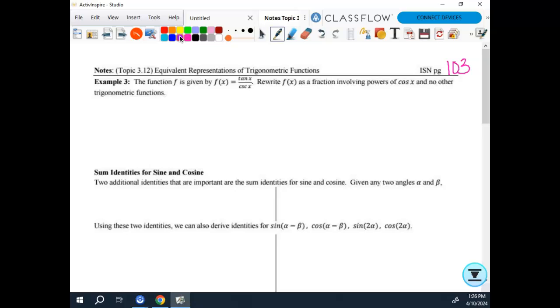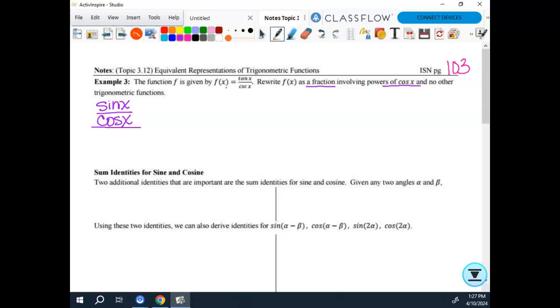So we have another one of these where we're going to rewrite it. We're going to use our identities. So they've given me this function. I want to rewrite it as a fraction involving powers of cosine and no other trigonometric functions. So I have a fraction. Let's work with the numerator. Numerator is tangent. How else can I write tangent? Sine over cosine. Good. So sine of x over cosine x.